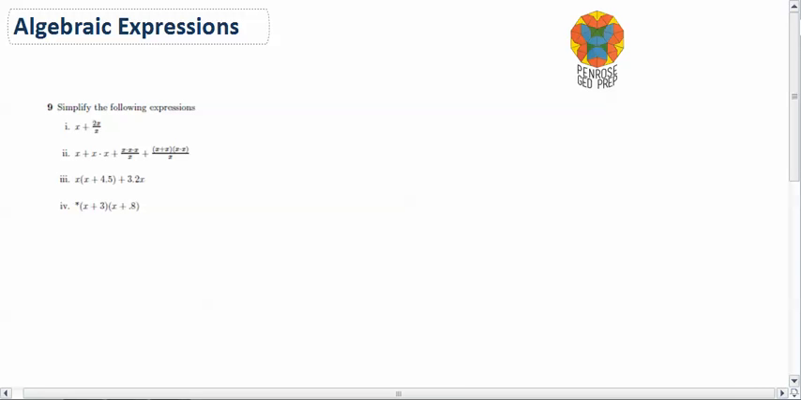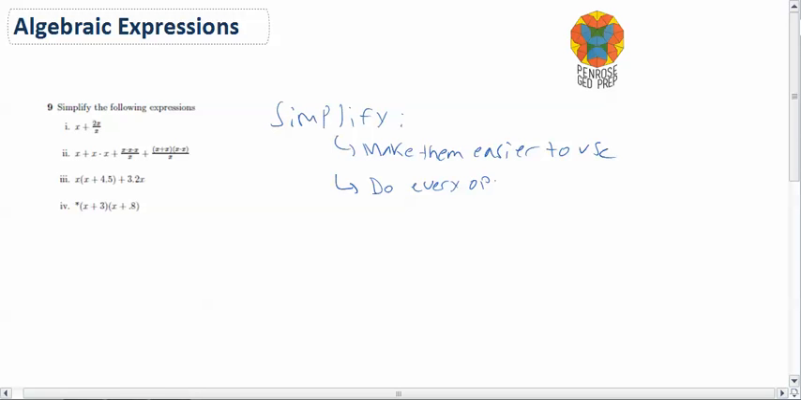In this video, we're going to talk about simplifying algebraic expressions. But first of all, I just want to talk for a moment about what we mean by simplify. So the purpose of simplifying algebraic expressions is to make them easier to use, or easier to understand. And in general, how we do this is by doing every operation we can. And you'll get a chance to see what this looks like.